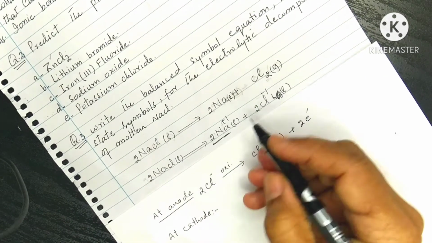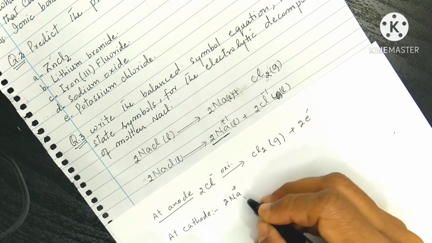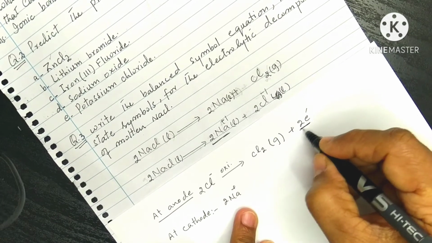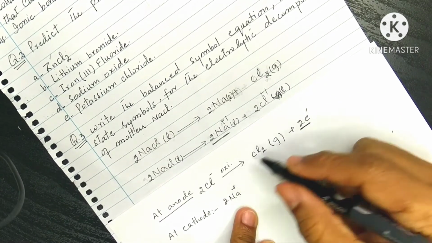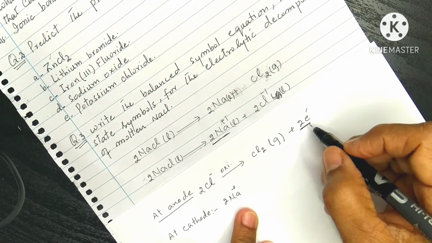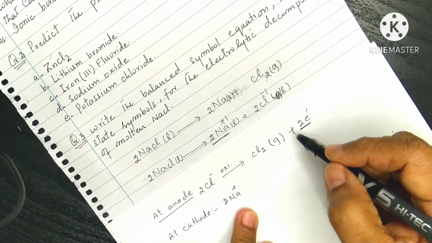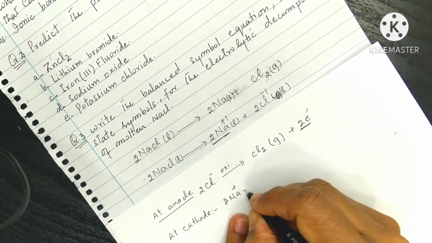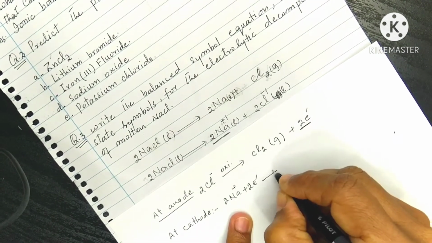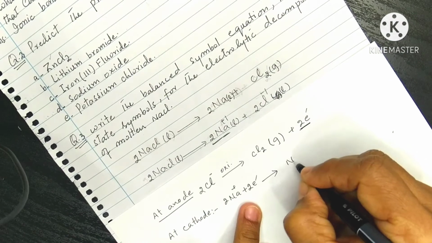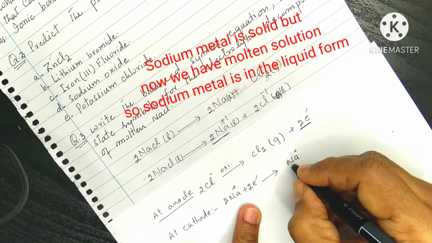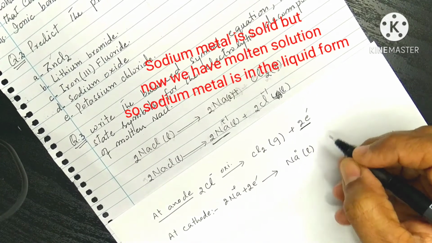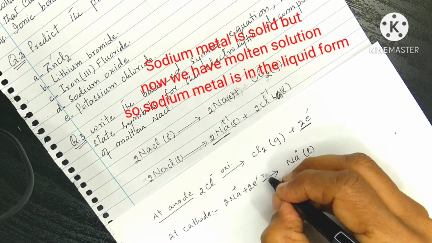At the cathode, the positive ions are sodium ions. Sodium ions move towards the cathode. Here they will absorb the electron, the same electron that has been released by the chloride at the surface of the anode. These electrons move from anode to cathode through the external circuit, and at the cathode they are absorbed by the sodium ions. When sodium ions absorb the electron, they convert into neutral sodium metal, and this sodium is in the liquid form. So this is the reduction process.